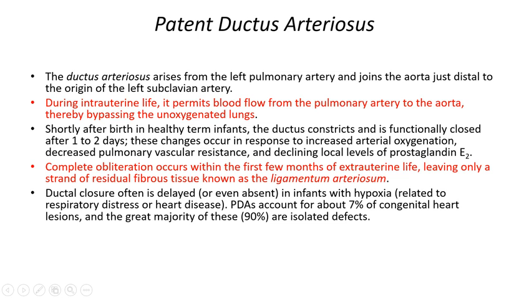After birth in healthy term infants, the ductus constricts and functionally closes after 1 to 2 days. Complete obliteration occurs within the first few months of extrauterine life, leaving only a strand of fibrous tissue, and is called the ligamentum arteriosum.